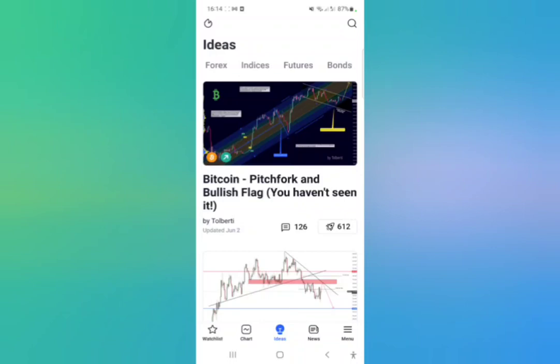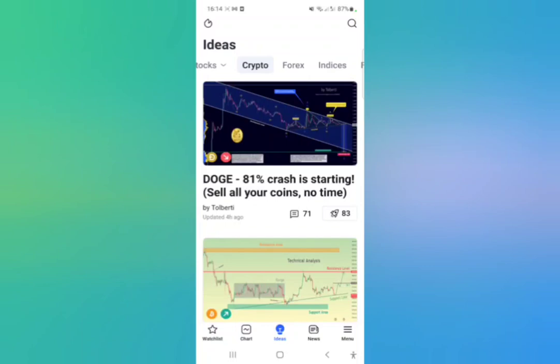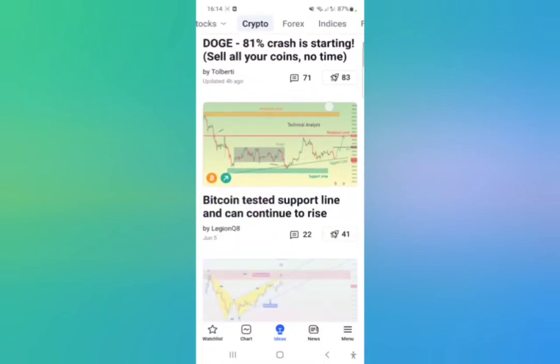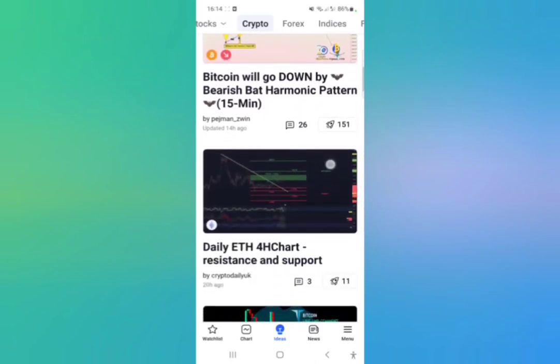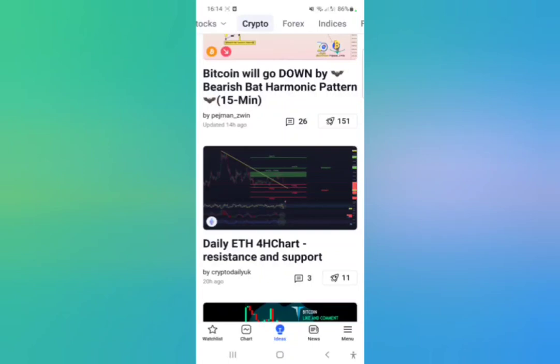Now if I want to select crypto, if I want to go directly for crypto, I can just come here and click on crypto. As I click on crypto, everything I'm going to see here will be focused on crypto. Now you can see the first idea that this person posted here is Doge. The second idea here is Bitcoin. Another idea here is Bitcoin. So you can see how people are sending in their charts here.